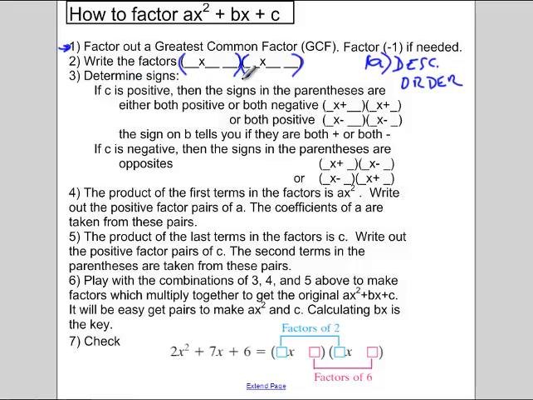We have to determine the signs. So if we determine the signs, again, if C is going to be positive, if this number is positive, then the signs in the parentheses are either both positive, and I'm going to cross that out because that should go down here. That should be negative.